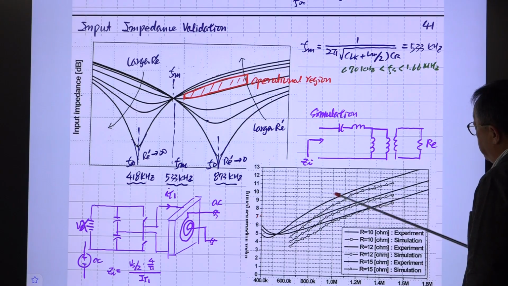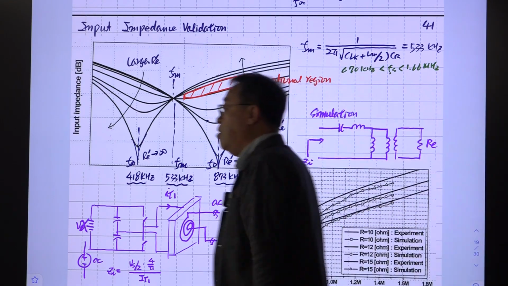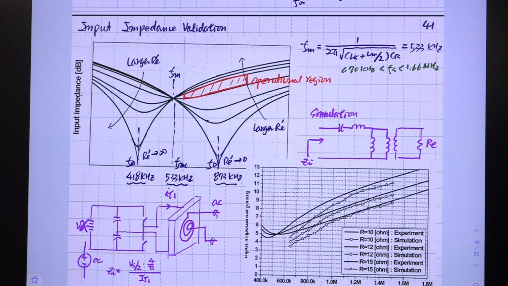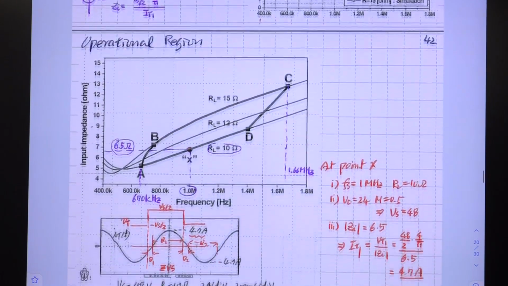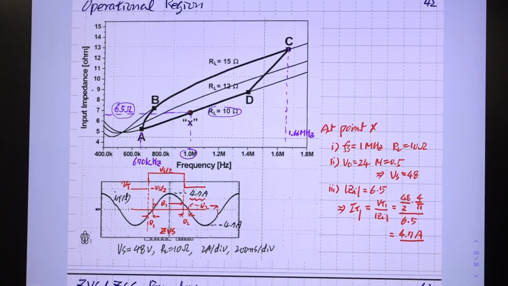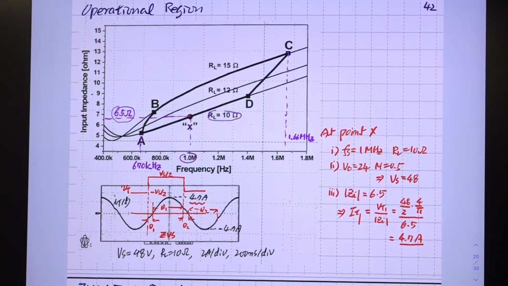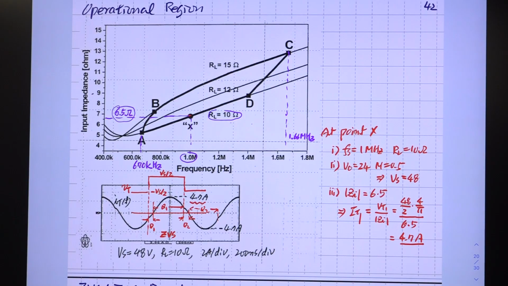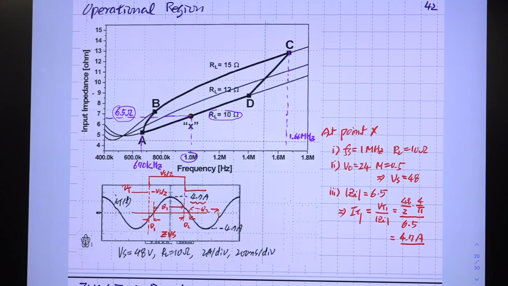Right? Again, you have some difference. Probably it is the presence of this resistance, winding resistance, which changes as a function of switching frequency due to the skin effect. So this error is as expected, right? But the error bound is observable. We analyze everything. So this is the overplot of the operational region on the input impedance curve.